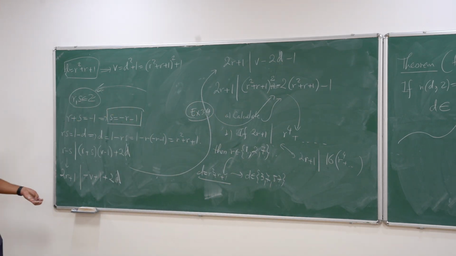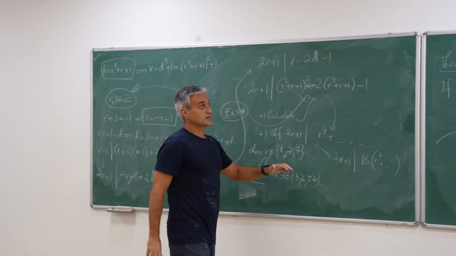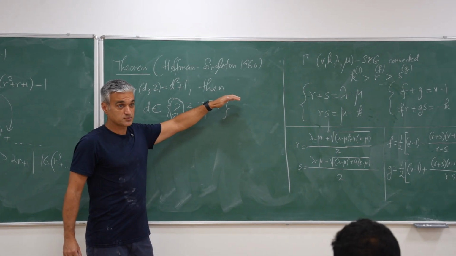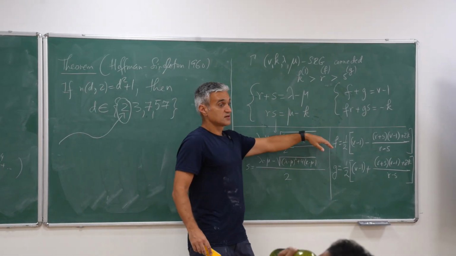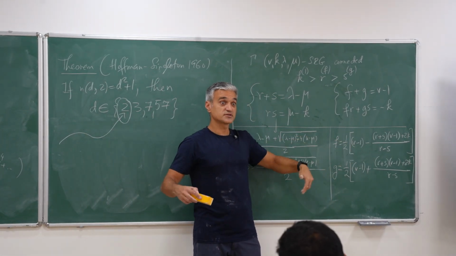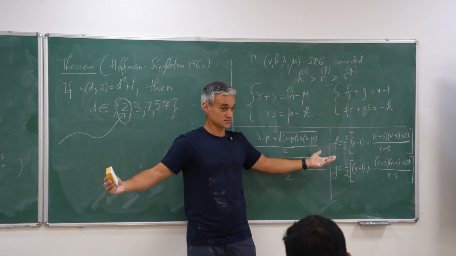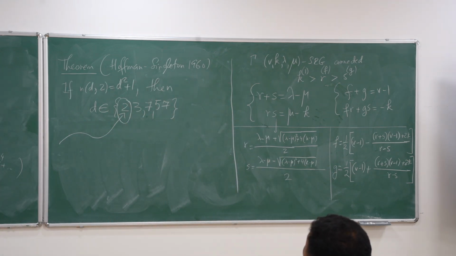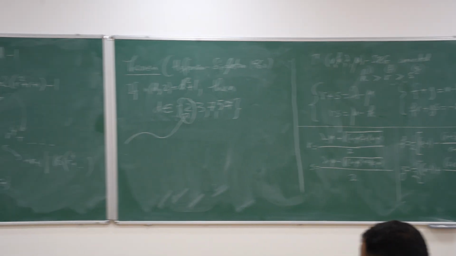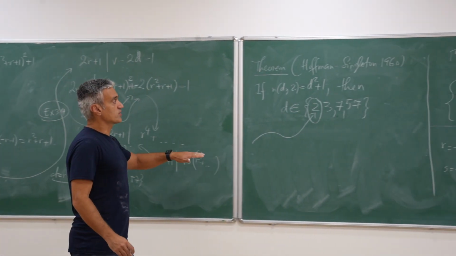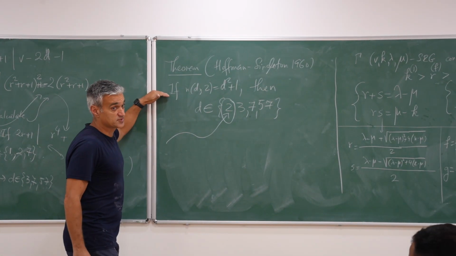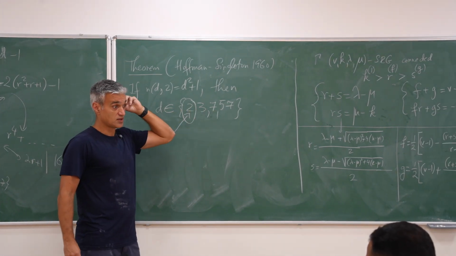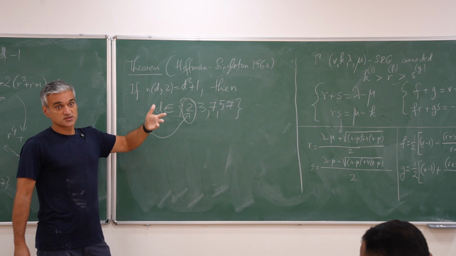So this result, what is at the base of this result? At the base of this result is that the multiplicity of an eigenvalue has to be an integer. That's all. And you should also be aware that this result is an implication. So if this happens, D equals 3, 7, or 57. The converse is a different story.